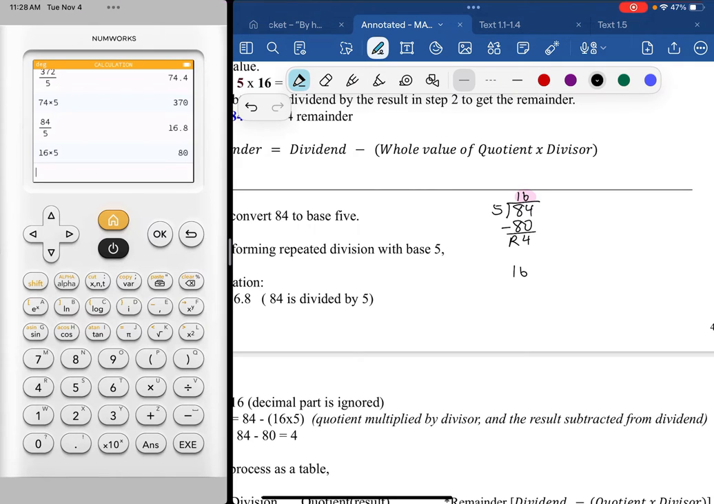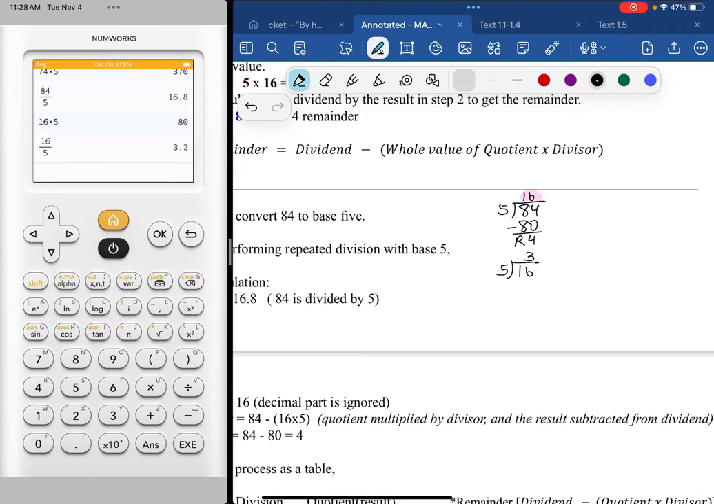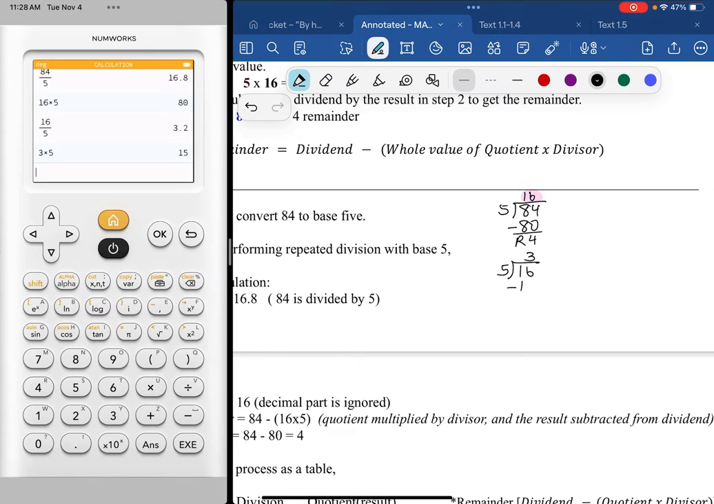divide that by 5, same deal, all right? So I could do my 16 divided by 5, gets me a 3.2, drop the decimal, said it right that time, then multiply 3 times the divisor, which is 5, I get a 15. All right, so I have my other quotient of 3.